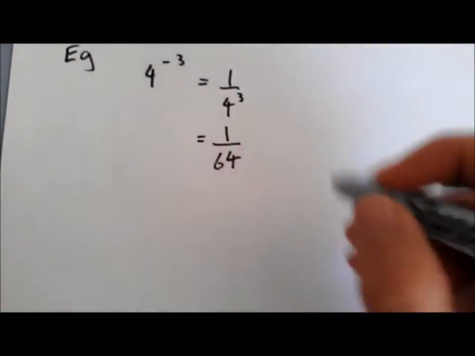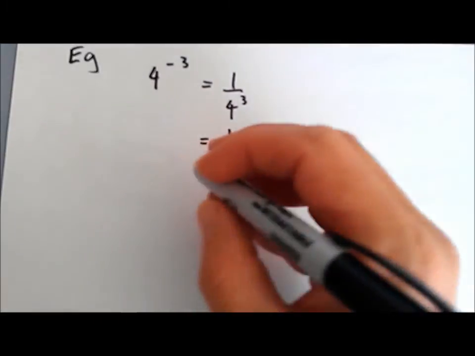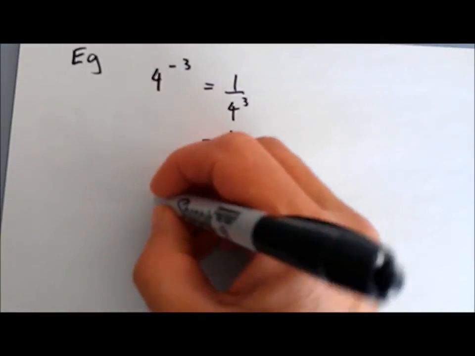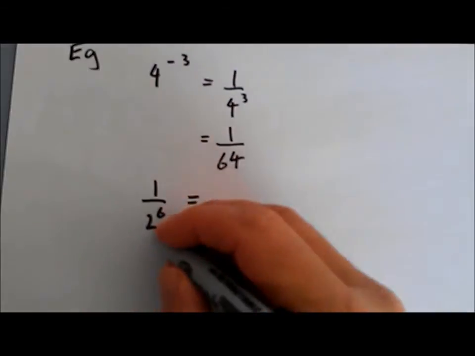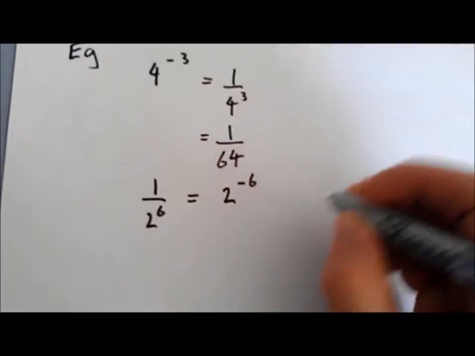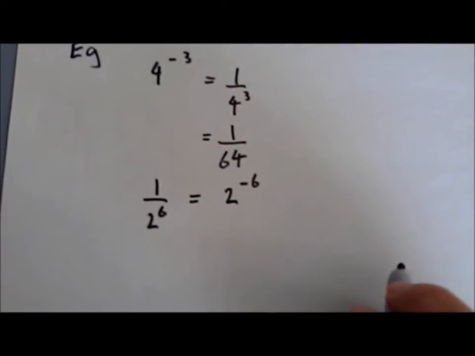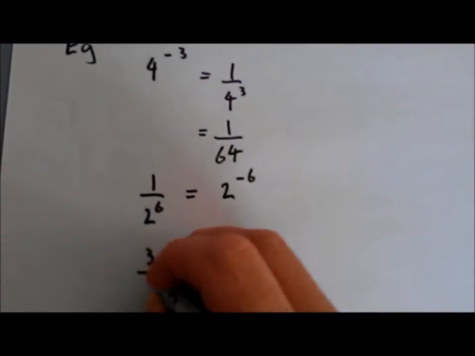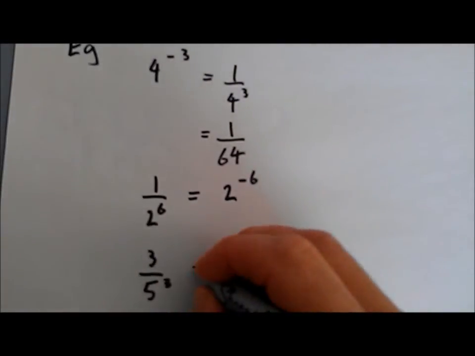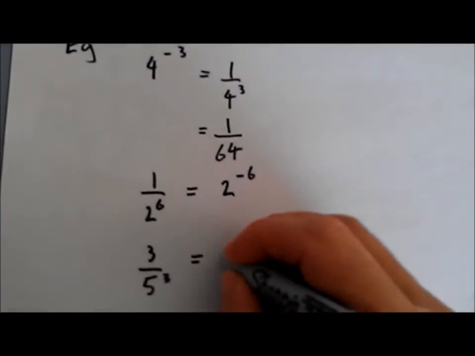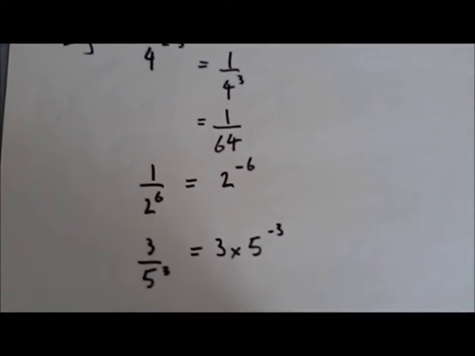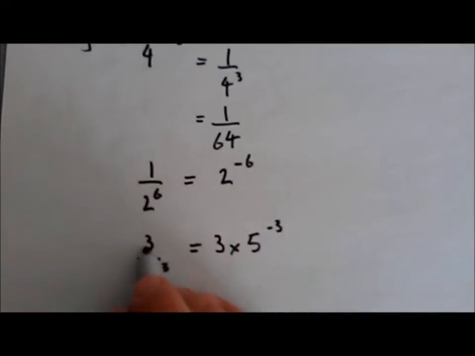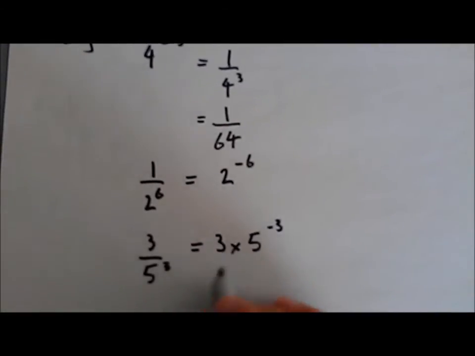Working backwards the other way, if I said express with a negative index, so if I had 1 over 2 to the 6, then that would be 2 to the negative 6. If I had 3 over 5 cubed, then the 5 is what's on the bottom, so I've got 3 lots of 5 to the negative 3. It's only the 5 that's raised to the negative 3 there. The 3 was already on the numerator, already on the top floor, nothing's going to change. So I'm keeping it like that.